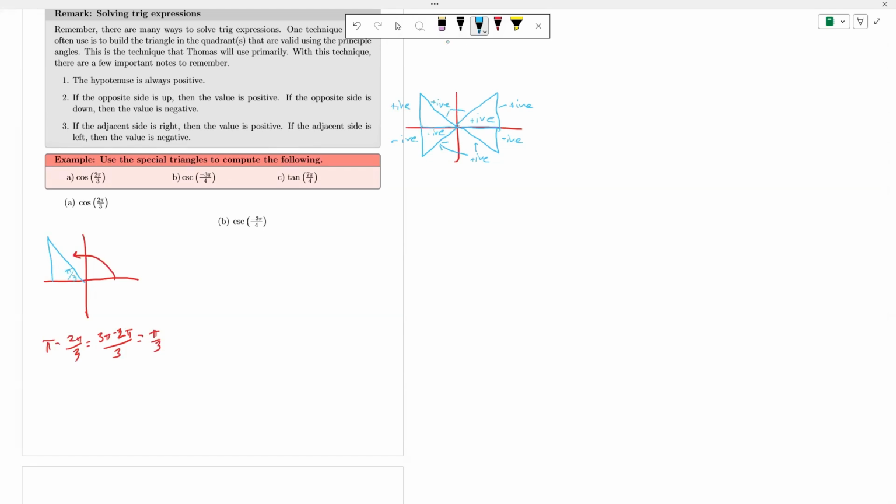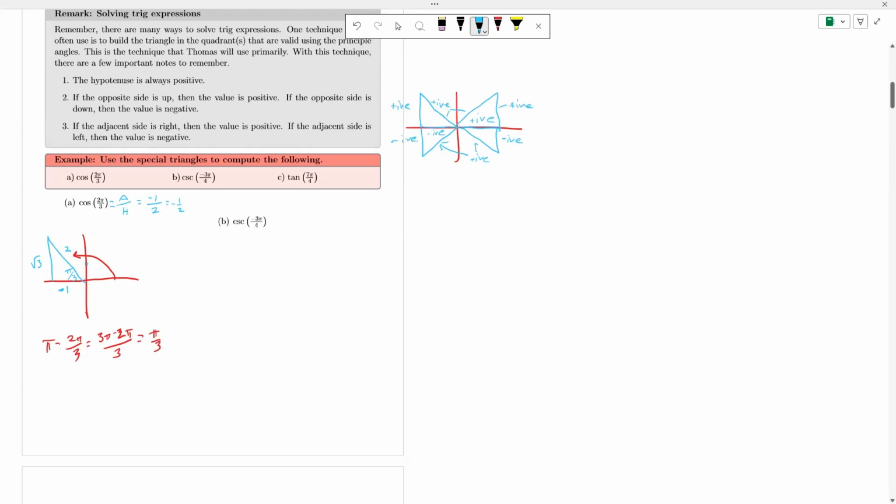Now, pi by 3, if we recall from our special triangles, we're going to have 1, root 3, and 2. But now we should put in our signs. So this is going to be positive while this is going to be negative. So negative, positive, positive. And cos 2 pi by 3, well, cos equals adjacent over hypotenuse, which equals minus 1 over 2, or minus a half.